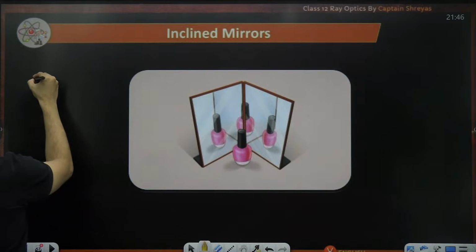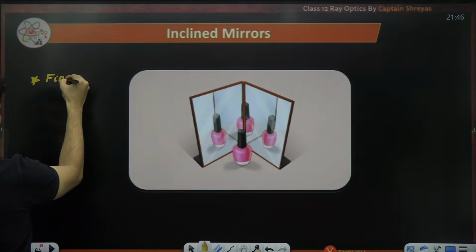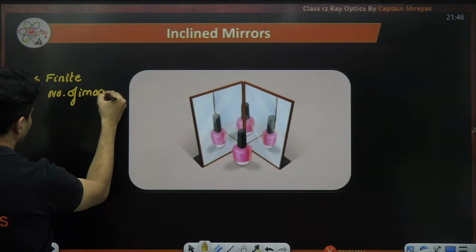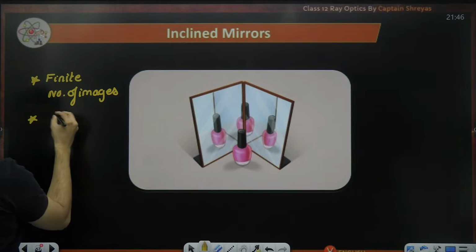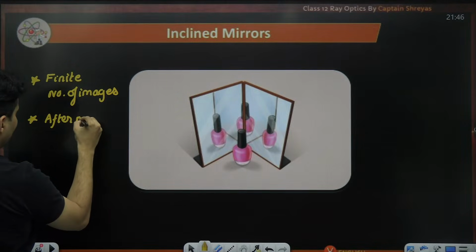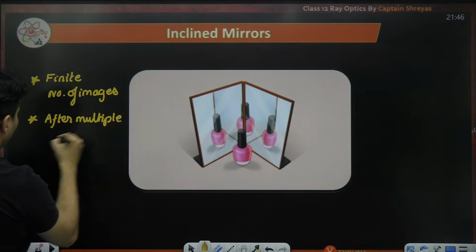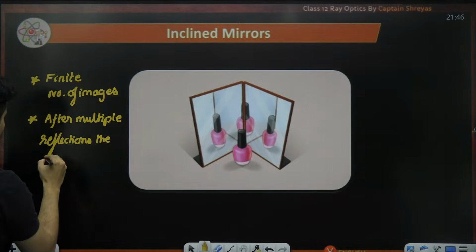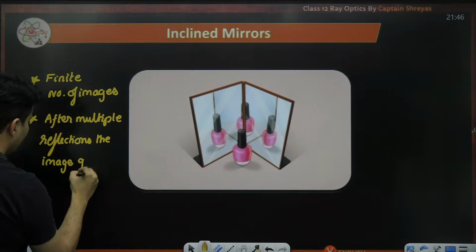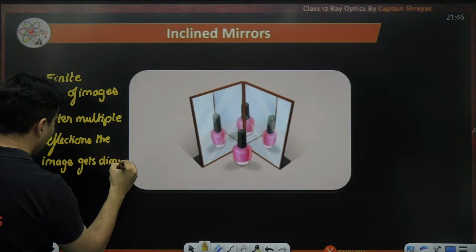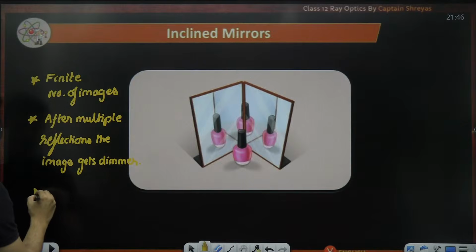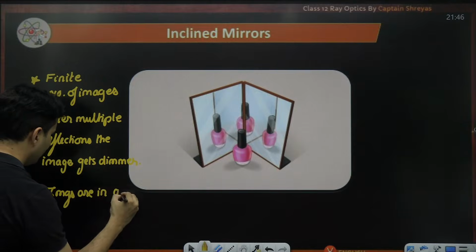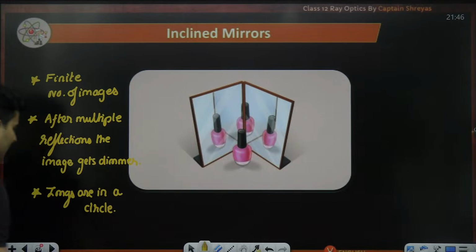So in such cases, there will be a finite number of images. Yes, after multiple reflections, the image gets dimmer, becomes dimmer and dimmer and dimmer. And lastly, the images are in a circle. The images are in a circle.